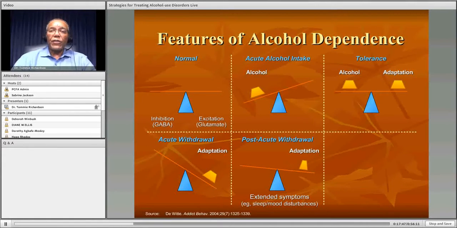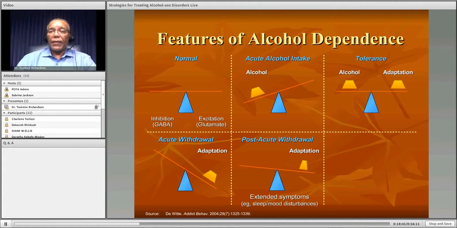And this shows the features of alcohol dependence. If you look at the first slide on the left, the upper left, it shows the major inhibitory neurotransmitter, which is GABA, gamma aminobutyric acid, and the excitatory neurotransmitter, which is glutamate. And if you look in the normal state, the brain is balanced. So there's a normal amount of glutamate and GABA. If you look at the second slide in the middle, this is acute alcohol intake. When you drink alcohol, you get a surge of GABA. So it's tipped in the favor of GABA. You get a surge, and that's what decreases the anxiety as well as causes a calmness.